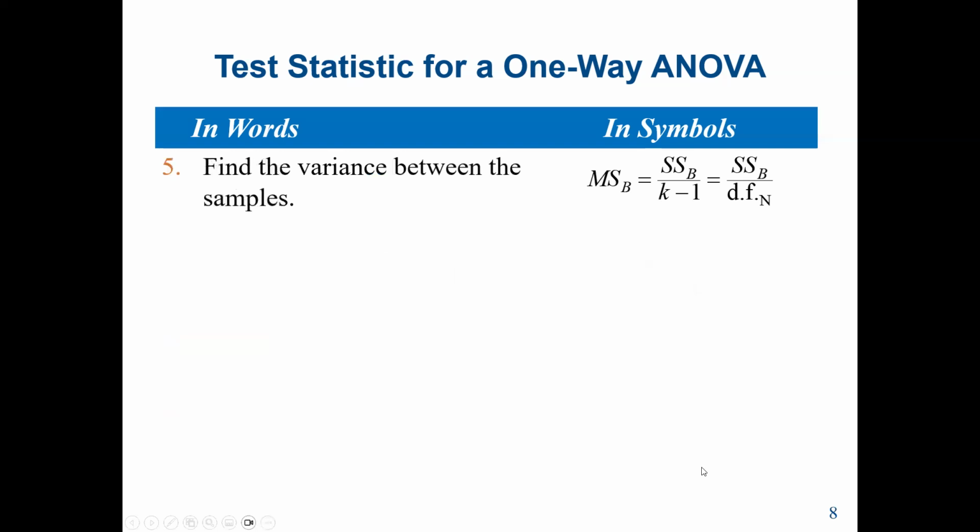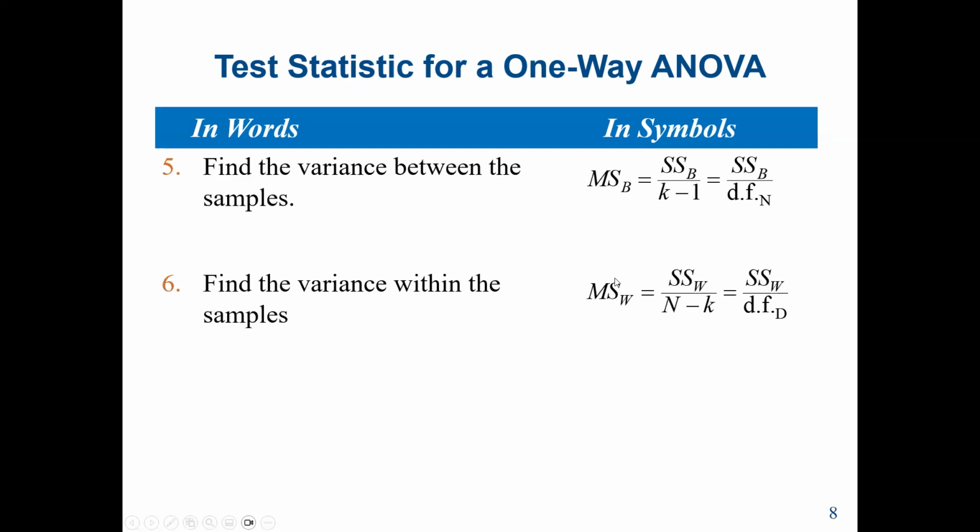Now we can find the variances between the samples. So MSB will be the SSB divided by K minus 1, which is the same as SSB over the degrees of freedom for the numerator. Then we can find the MSW, which is SSW over N minus K. N minus K is the degrees of freedom for the denominator. So then we can find the test statistic, which will be the MSB over the MSW.